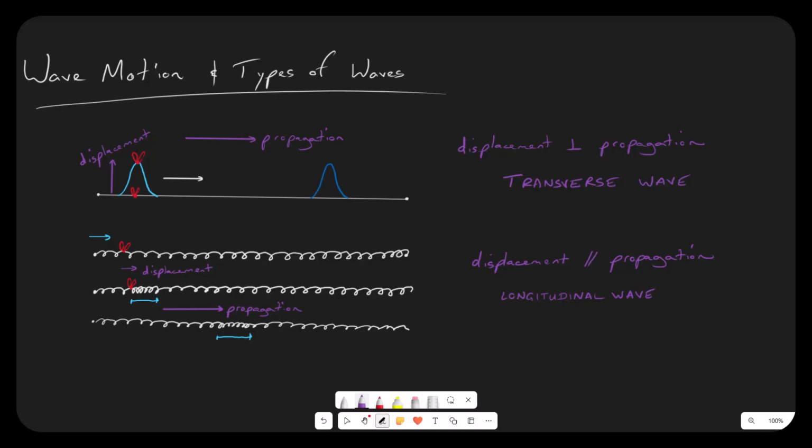So we get two waves, transverse waves and longitudinal waves. We will look at the properties of these waves a little bit later, very soon, but for right now, that's a good place to stop.